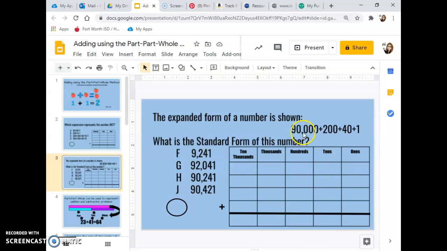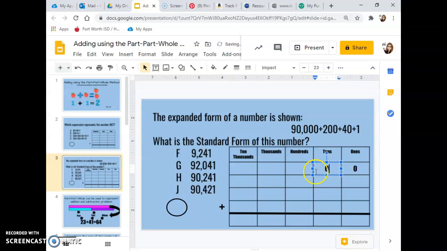I'm going to start with my first number, 90,000. Starting at the back, 1, 2, 3, 4 zeros, and then a 9. So there's my 90,000. Then I have the number 200, again starting at the back, 2 zeros, and then a 2. 0, 0, 2, starting at the back.